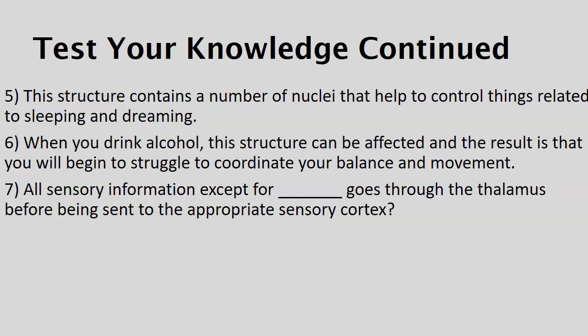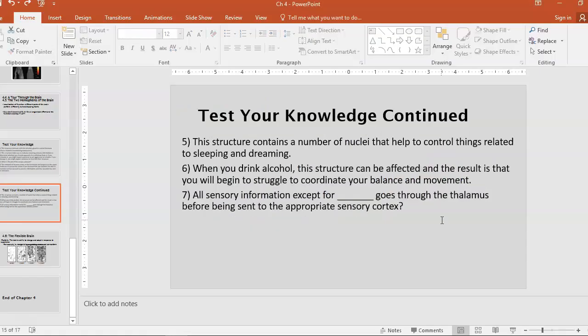The next one: when you drink alcohol, this structure can be affected, and the result is that you will begin to struggle to coordinate your balance and movement. And so that is the cerebellum, because the cerebellum is what is going to help us maintain balance. It's going to help us coordinate movements. And so when you consume alcohol, that area of your brain is impaired. And so then you're going to struggle to maintain your balance.